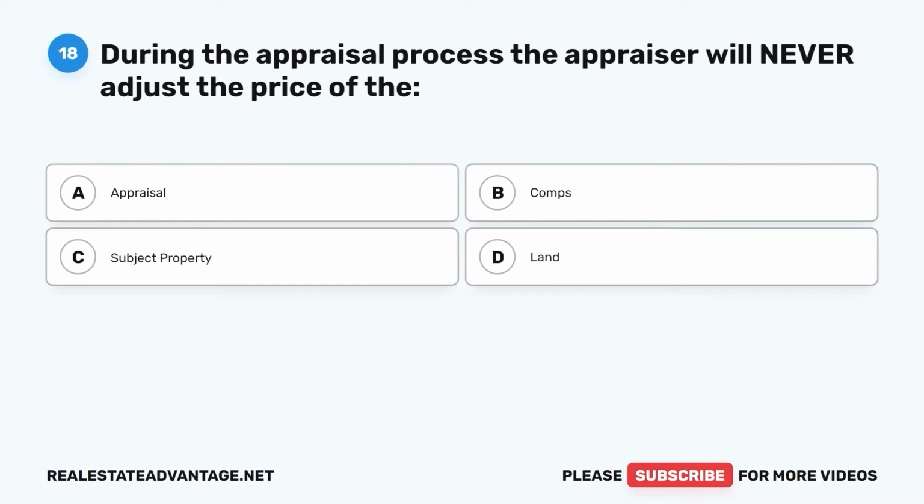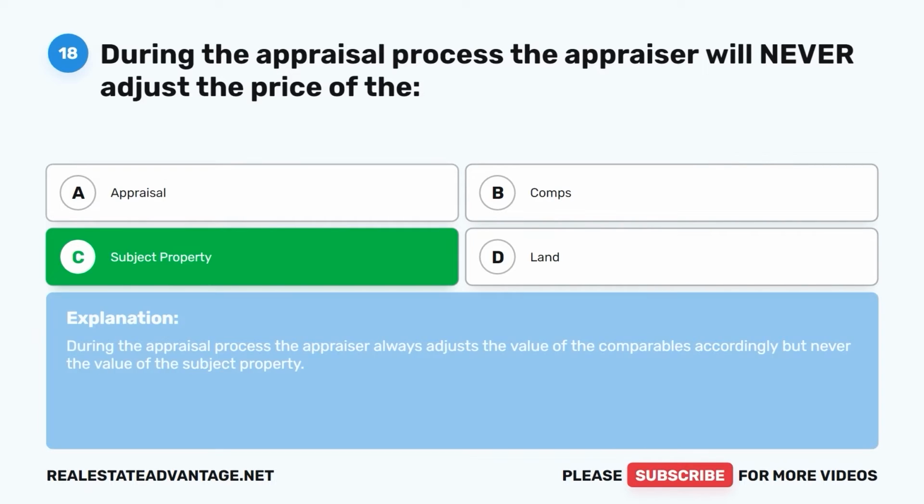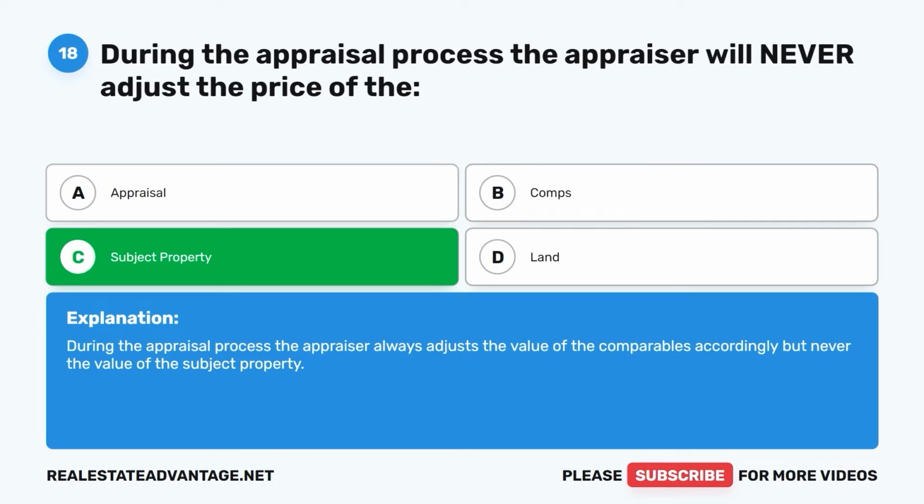Question 18. During the appraisal process, the appraiser will never adjust the price of the A. Appraisal, B. Comps, C. Subject property, D. Land. The correct answer is C. Subject property. During the appraisal process, the appraiser always adjusts the value of the comparables accordingly, but never the value of the subject property.